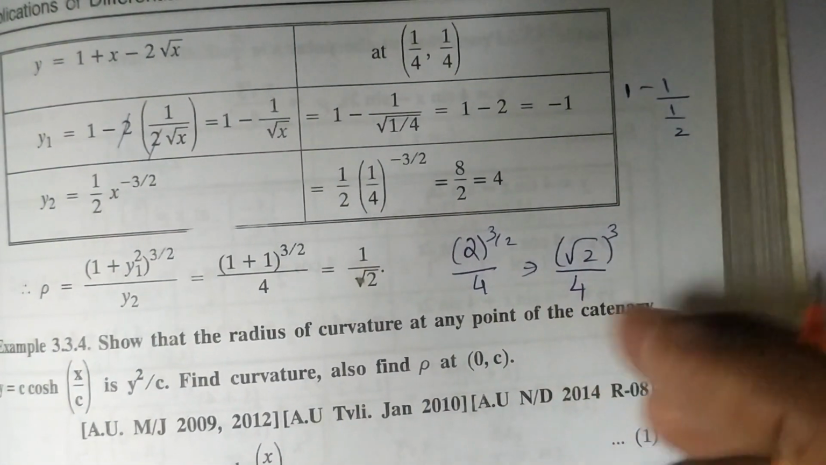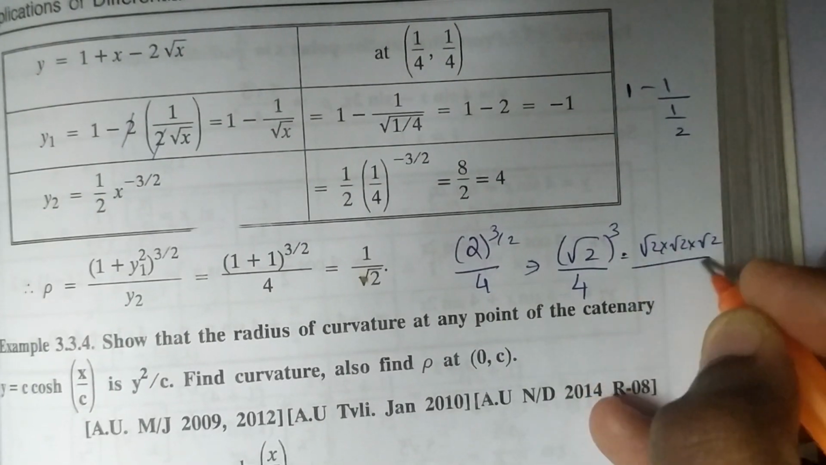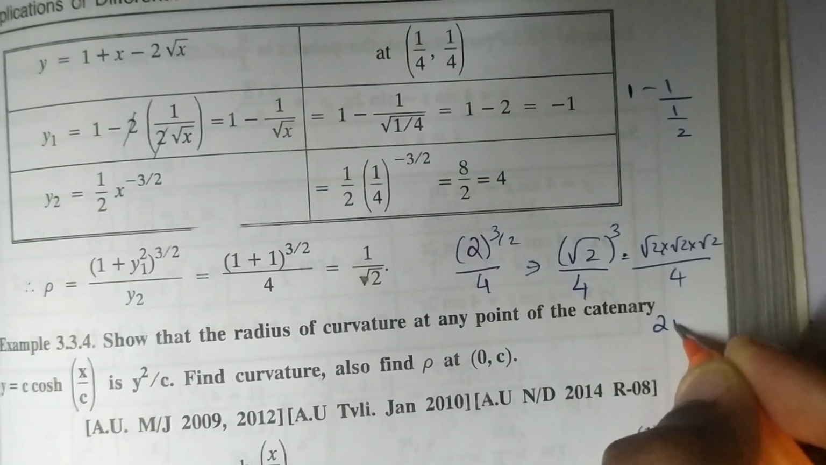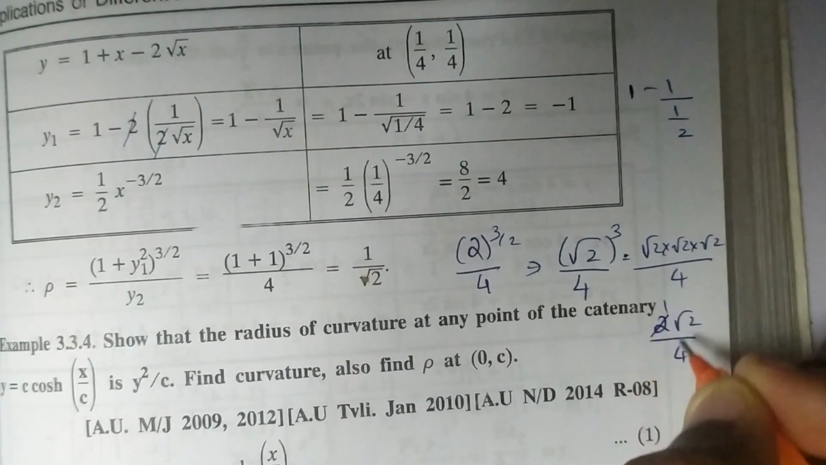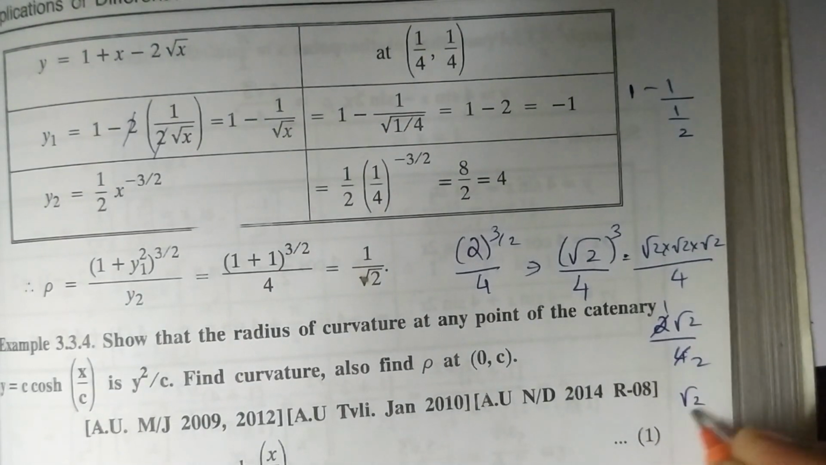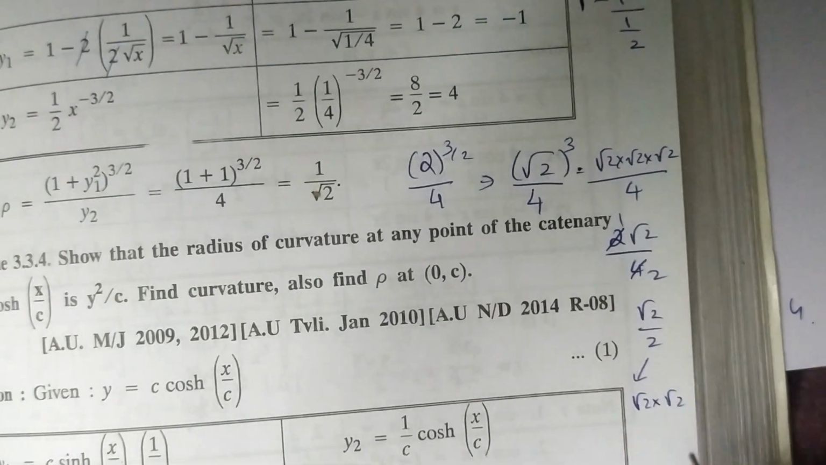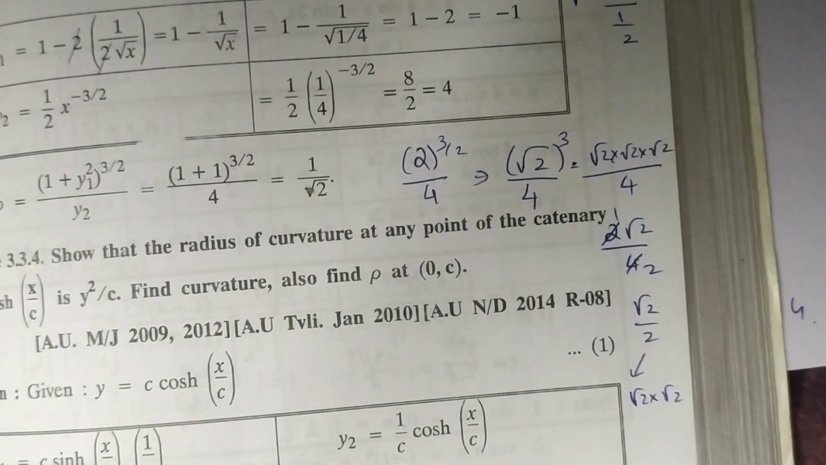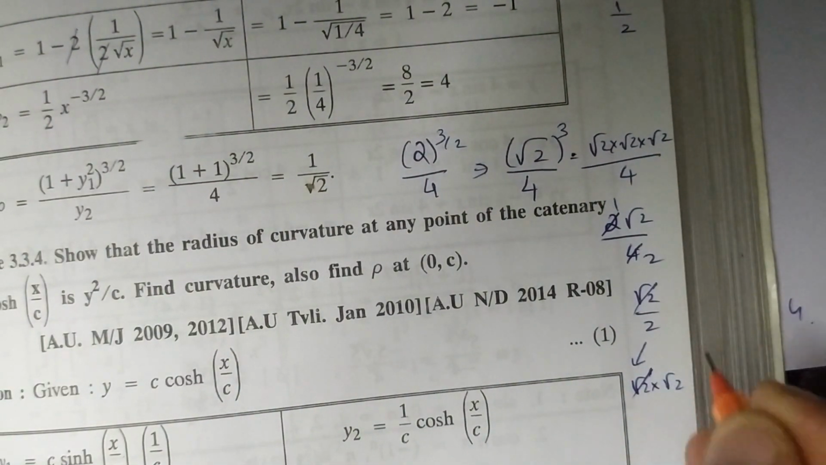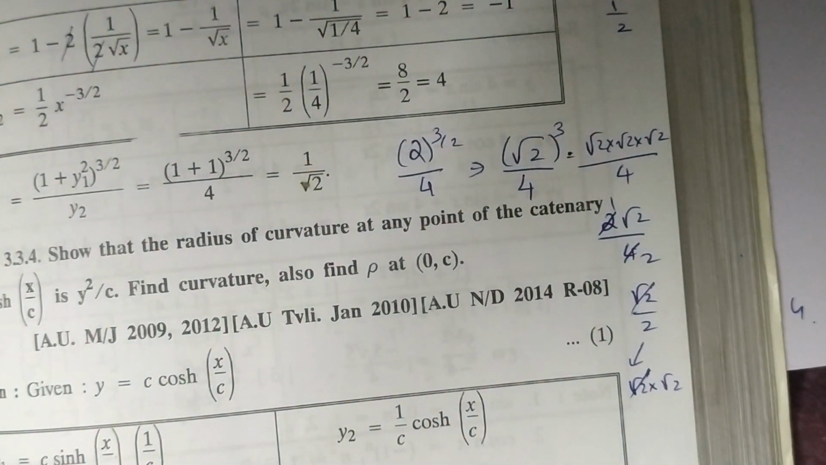Root 2 the whole cube means what? Root 2 into root 2 into root 2, right? Divided by 4 will come. Root 2 into root 2, you already know it's 2. So 2 root 2 divided by 4. If you cancel this, you will get root 2 by 2. You can write 2 as root 2 into root 2. When you multiply root 2 and root 2, you will get 2. So root 2 will get cancelled. You will get 1 by root 2. So that is your answer.